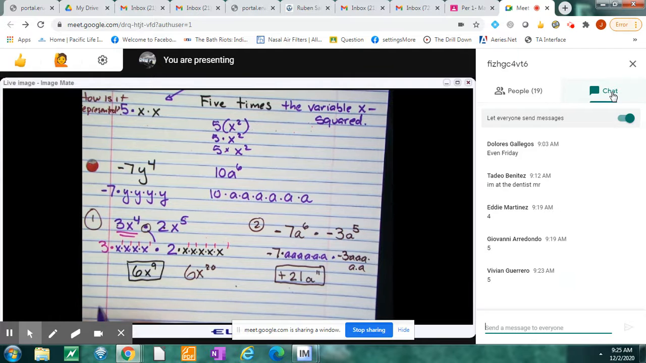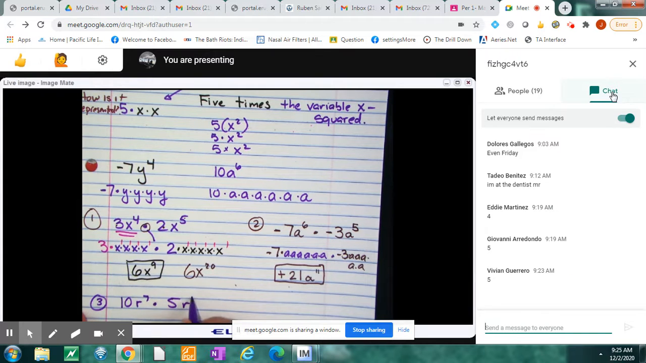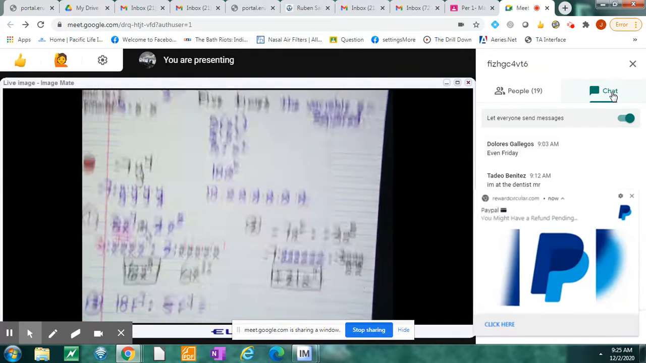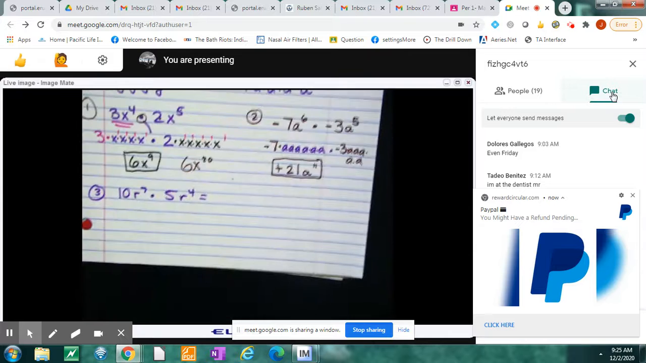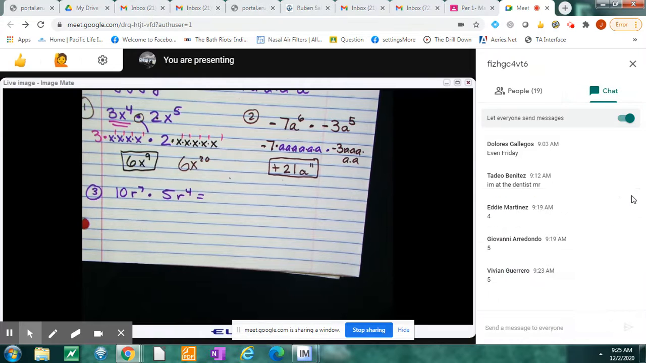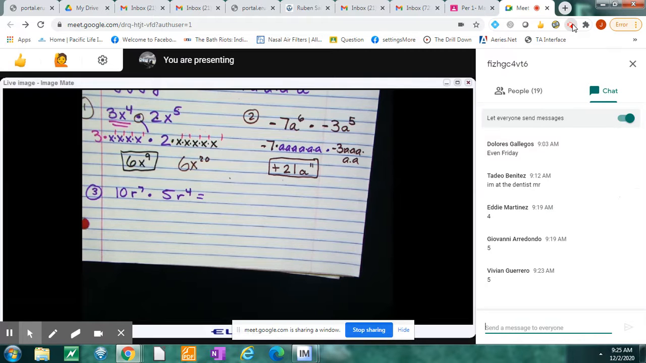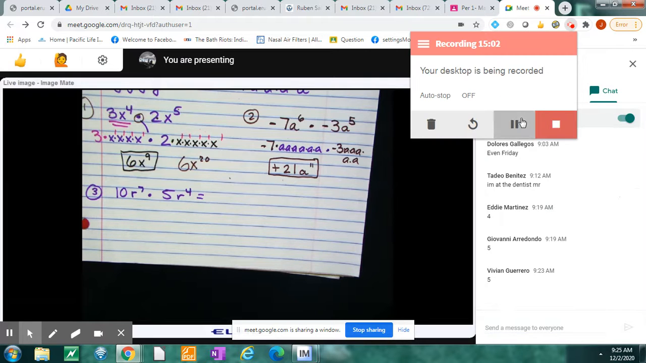Okay. So number 3 is 10r to the 7th times 5r to the 4th. Okay. So let's see if you could do it by yourself without doing it the long way. All right. Hold on. There you go. So remember the coefficient, the big numbers, you're going to pay attention to the multiplication. If you guys could type in your answer, without the exponents, go ahead and do so. If you could type it in real quick. Come on, guys. I know you're awake.